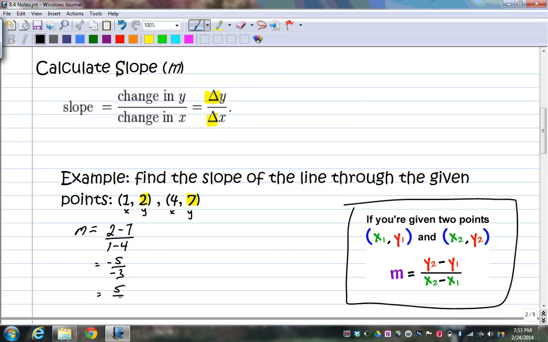This is equal to 5 over 3. That is your slope. Do not make it into a mixed number. That would tell you the slope of the line.